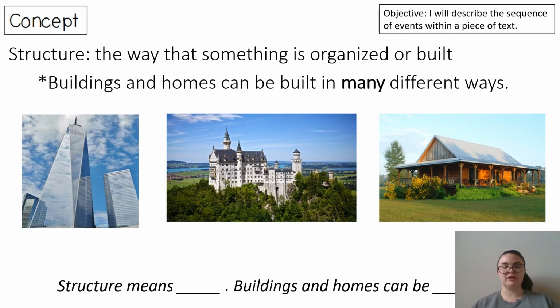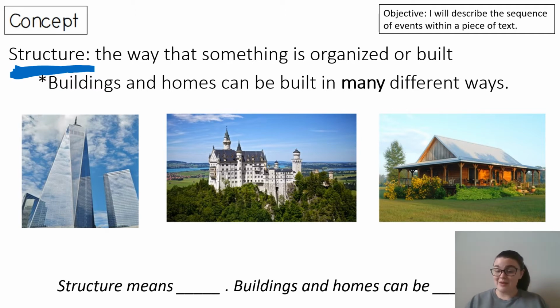It says structure. Structure is a new vocab word. Structure is the way that something is organized or built. Buildings and homes can be built in many different ways. When we're talking about structure, we're talking about order, just like our topic is called order of events in a story. When we're talking about the order of events, we're talking about its structure.